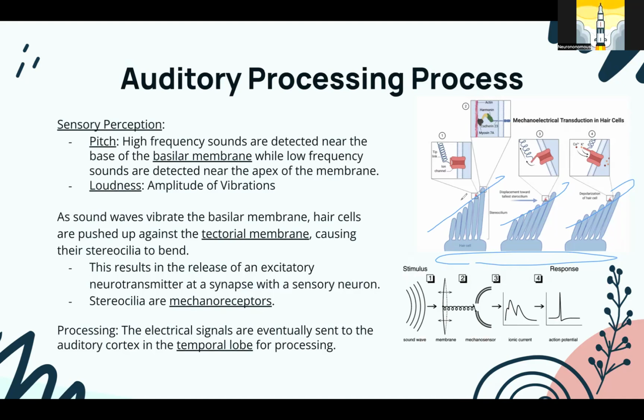Remember, for hearing, the auditory cortex is in the temporal lobe. For vision, the visual cortex is in the occipital lobe near the back. So there is a difference there that we want to understand.